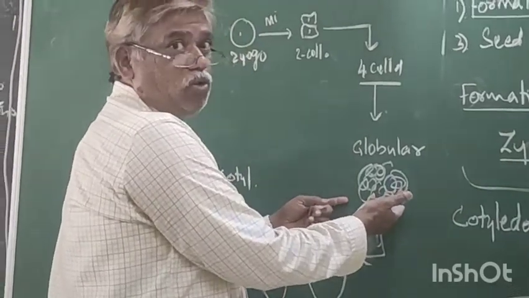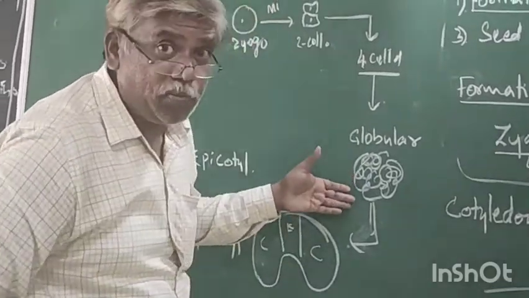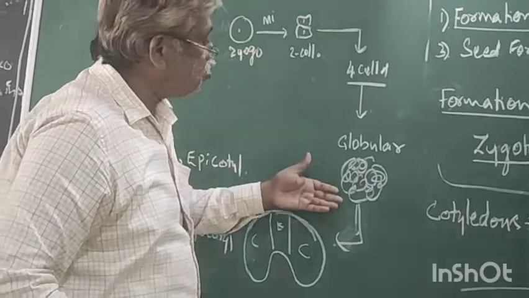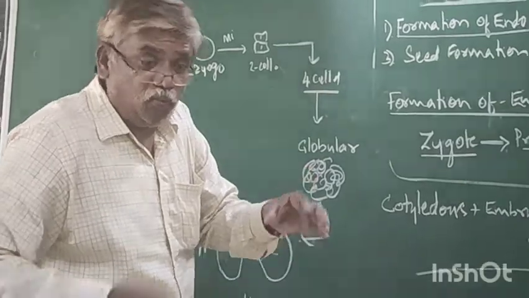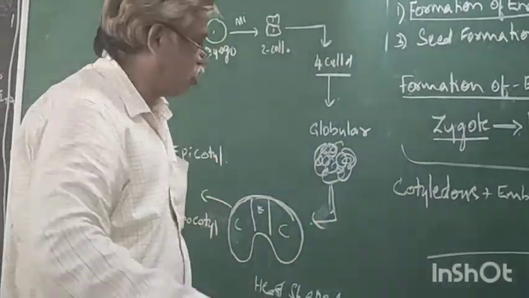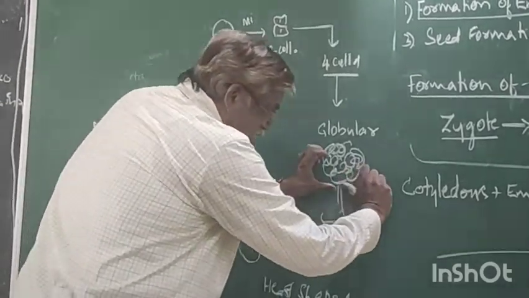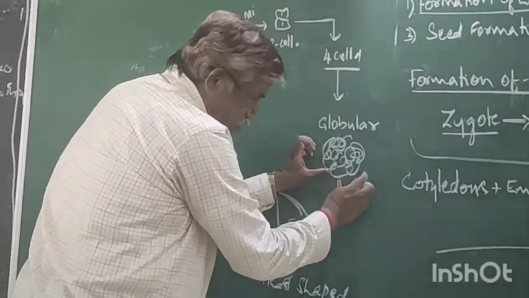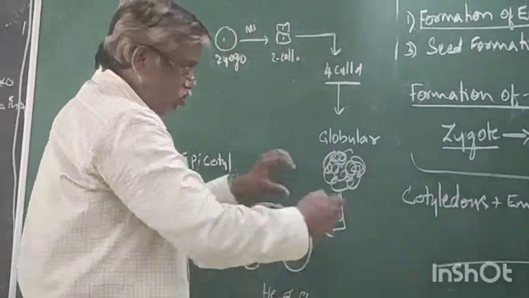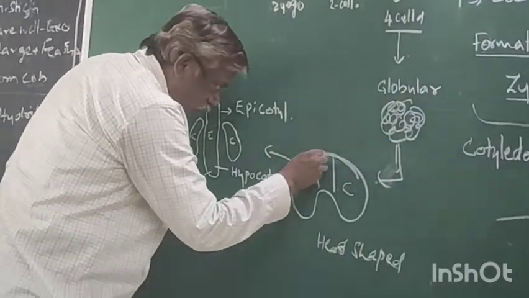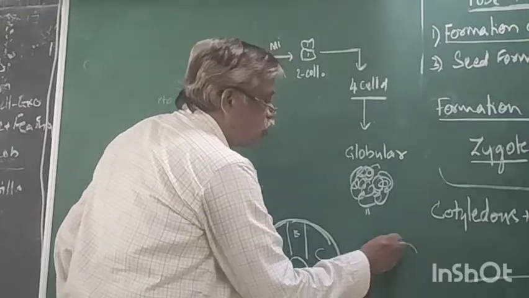Now, it is the globular embryo. Who formed the globular embryo? The zygote. Without the zygote, there is no globular embryo. But how is it formed? By repeated mitosis, with division and differentiation. Right. Now, after the formation of the globular embryo, the central part undergoes some invagination, ingrowth, and forms a heart shape.